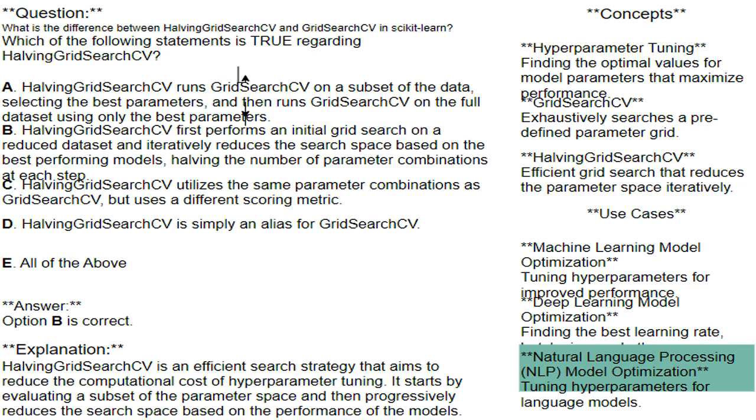Natural language processing (NLP) model optimization: tuning hyperparameters for language models. NLP models like transformers often involve hyperparameters related to the embedding size, number of attention heads, and dropout rate. Optimizing these parameters can improve model performance on tasks like text classification, sentiment analysis, and machine translation.